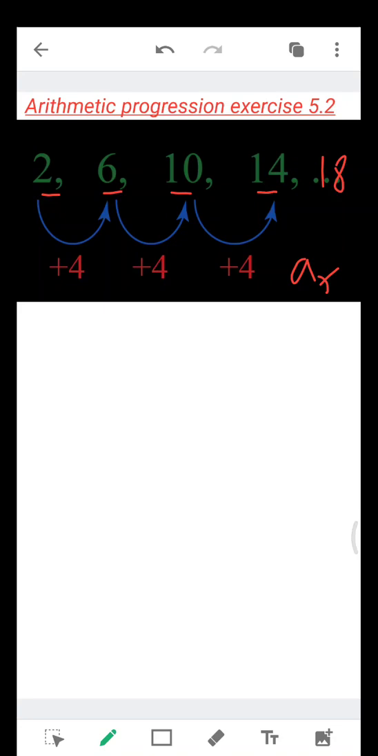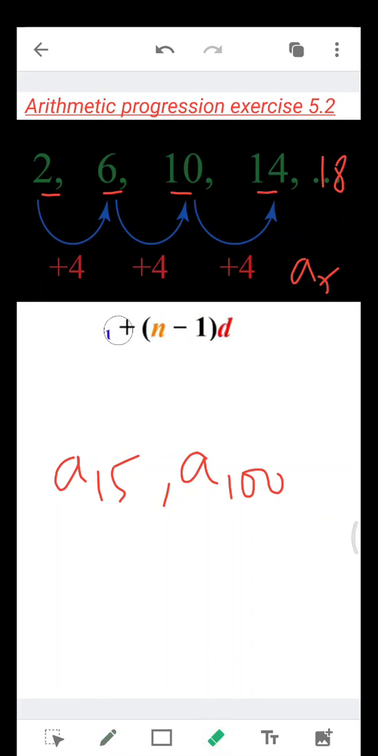Now suppose I ask you what is the 15th term in this series, what is A15 in this, or if I ask you what is the 100th term in this series, then it will be difficult for you. You cannot go on adding till 15 terms and get the numbers, or go on adding till 100 terms. That will be time consuming, isn't it? So to find any term of the series, we have a formula for that. We are going to discuss that formula today.